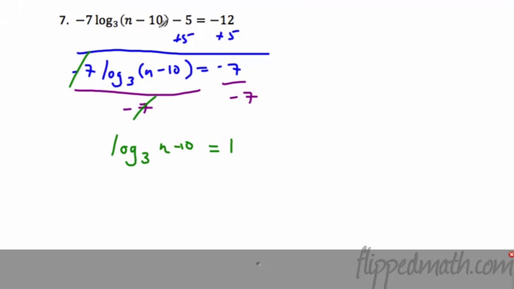All right, so number 7. We find that here's the variable right here. It's nested inside this logarithm. So we have to get that log all by itself. We add 5 to each side, divide by negative 7. We get the log base 3 of n minus 10. Now remember, log base 3 is the exponent I use on 3 to get n minus 10. So I'm going to use that as an exponent on 3. If I use the exponent I use on 3 to get n minus 10 as an exponent on 3, I get n minus 10.